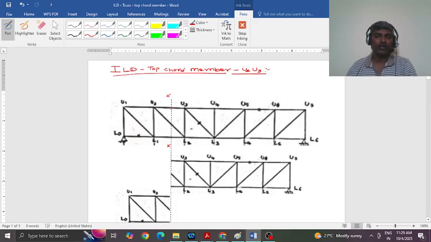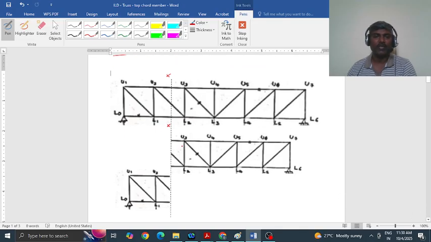Now you cut the truss at this section where the member U2 U3, whatever you have chosen, is present. After you cut the truss, you see the right part of the truss and the left part of the truss.